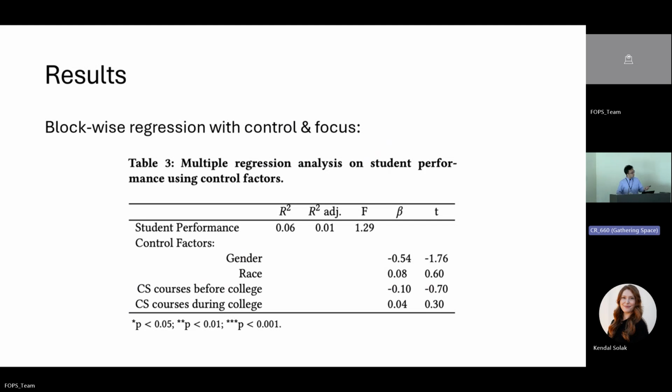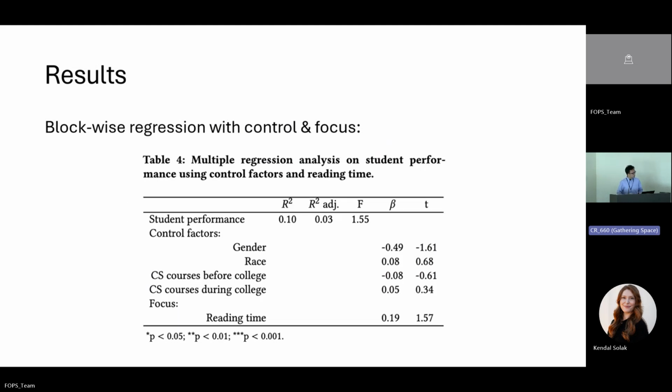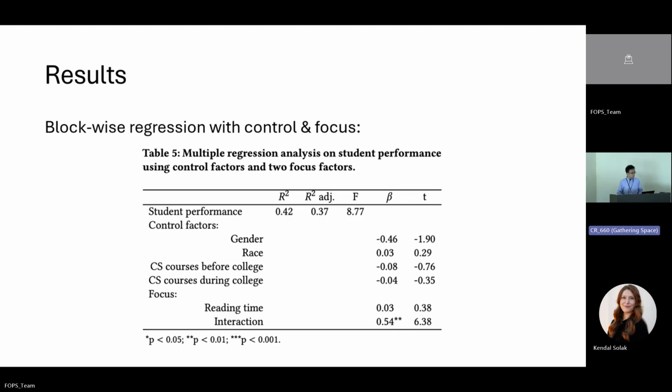actual focuses. The first is the reading time. The second is the interaction. The interaction is composed of both changing some code cells as well as running some code cells. Because those two factors are highly correlated, we can't treat them as two different factors, so we have only one. And the result basically tells us the reading time doesn't really matter. And the interaction, on the other hand, matters a whole lot in terms of how they would perform by the end of the course.